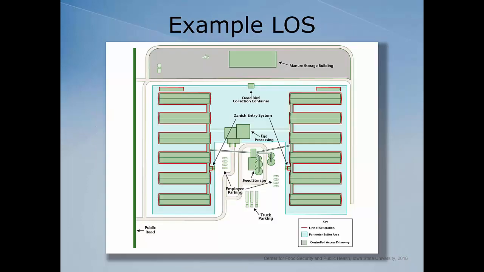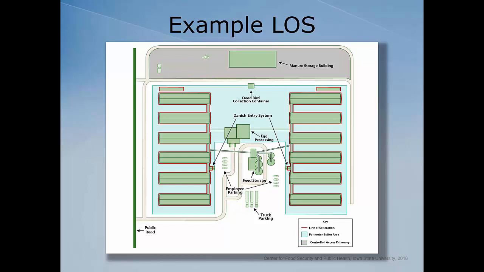This example site demonstrates the concept of the line of separation. In this example, personnel enter the perimeter buffer area, or PBA, through an access point. The PBA is covered in another video. This access point then leads to a Danish entry system, which on this site is the only way to cross the LOS, shown here as a red line, and access the poultry houses. The Danish entry system will be described later in this presentation.